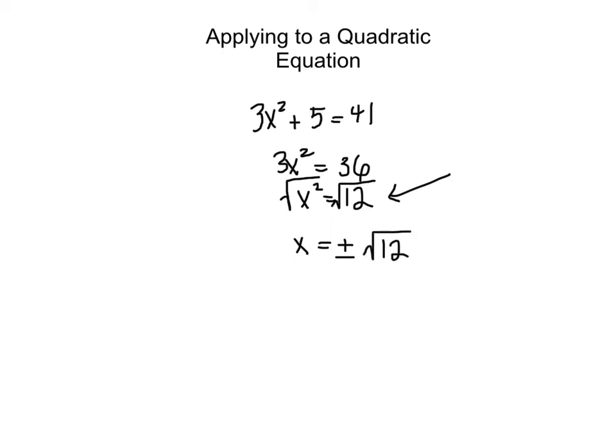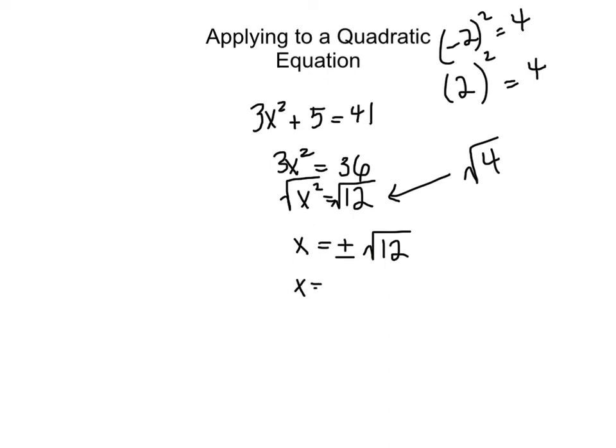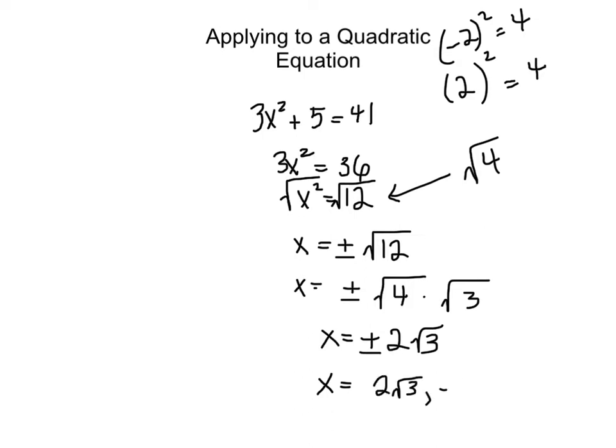Because if you think about it, say we have any squared number. So say we have the square root of 4. Both 2 squared equals 4 and negative 2 squared equals 4. So for every square root there are two solutions. So that's why we have the plus or minus root 12. And then we can simplify this even more. We have plus or minus root 4 times root 3, which is 2 root 3. So in our final answer we have 2 root 3 and negative 2 root 3 because of our plus or minus.